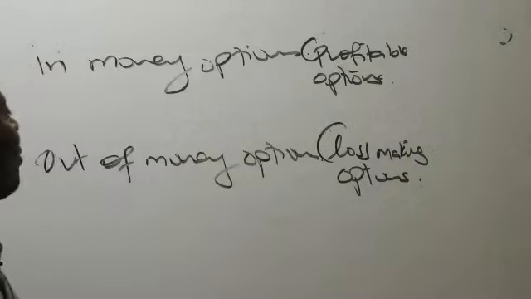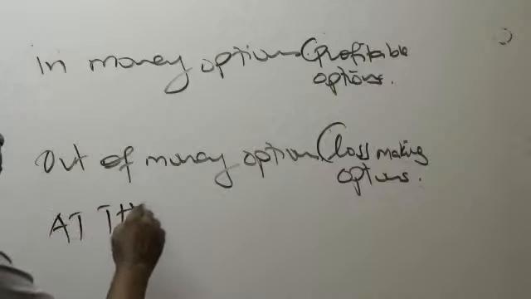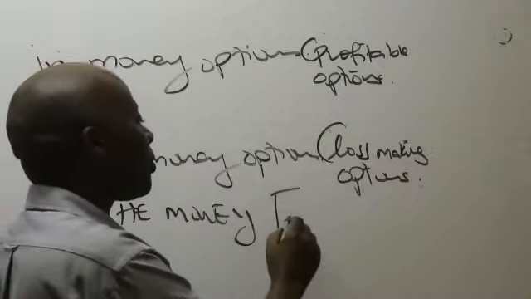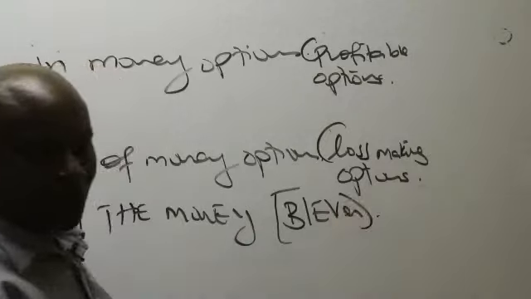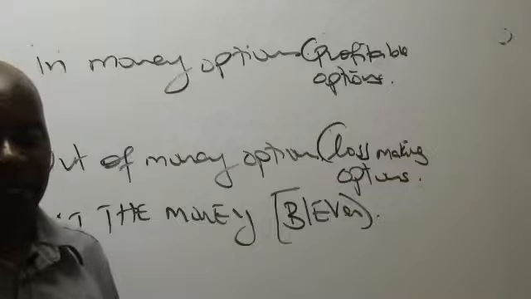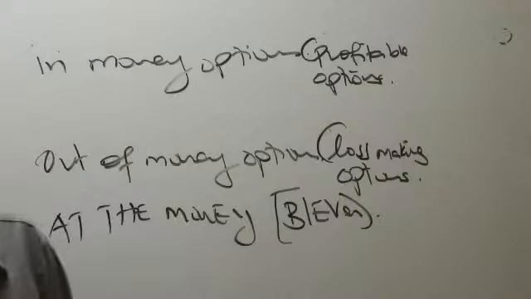Alafu nakumbuka kuna ile ambayo tunaita at the money. At the money options, these are those options in this case that are able to break even. At the money, they're able to break even. Mimi najua umeshaelewa zaidi.